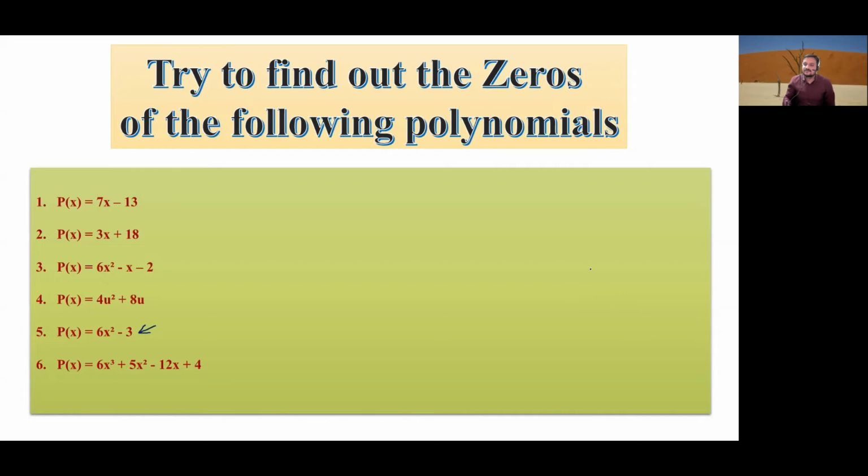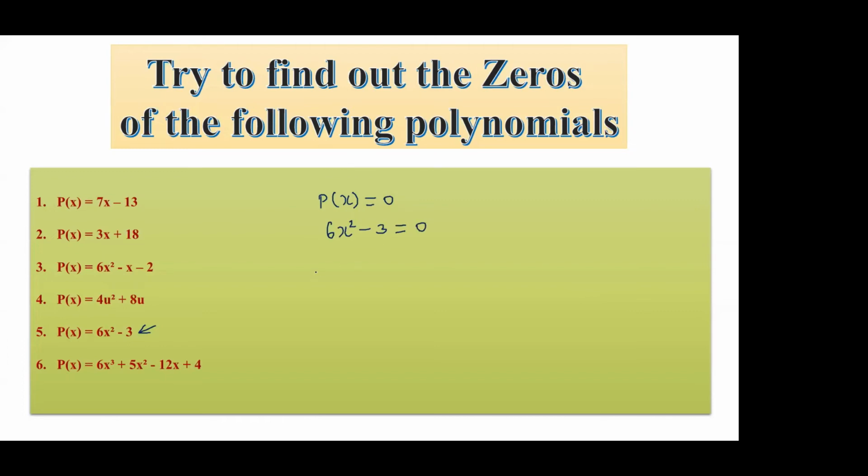Yes, Akshita. Sir, firstly we will write p of x is equal to 0. So 6x square minus 3 will be equal to 0. Okay, next what we are going to do? Then we will take the common, which will be 3.